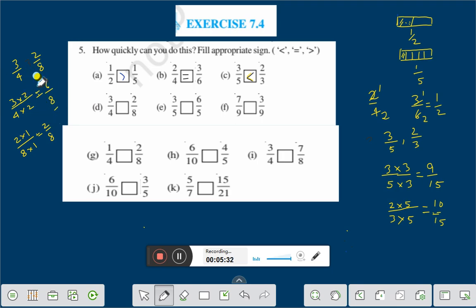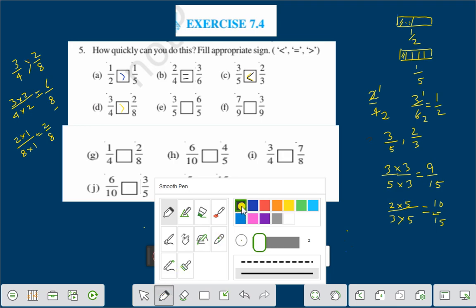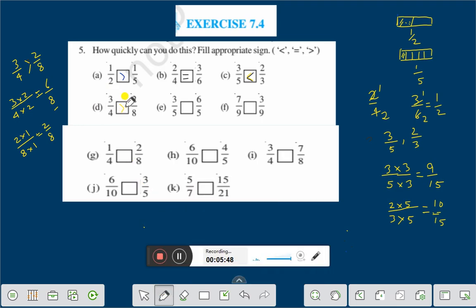Right? That means 3 by 4 is greater than 2 by 8.